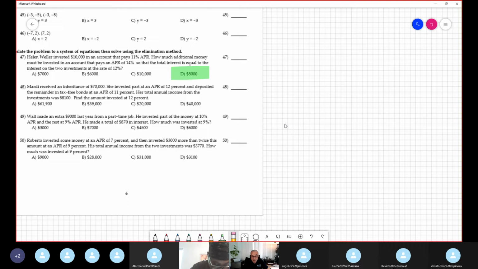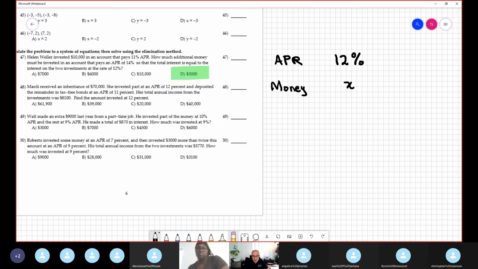So we have one account, APR is 12. But she didn't deposit the total money there, just one part. Some money. I have no idea how much, it's unknown. So I call it X.